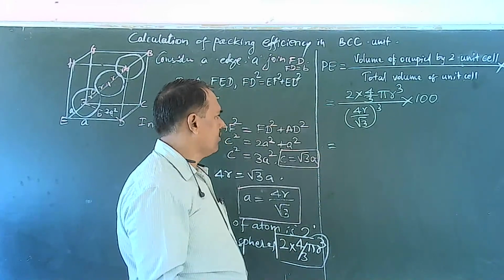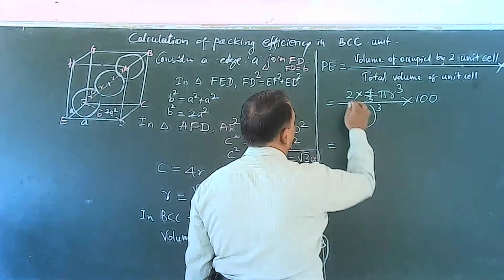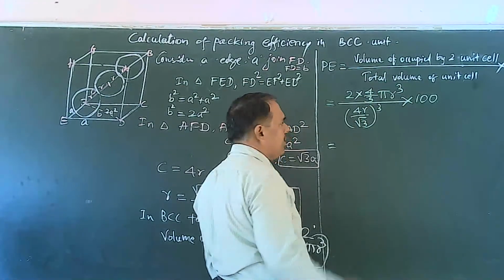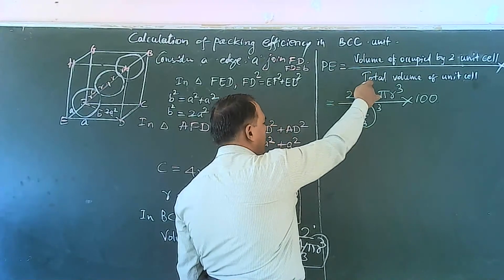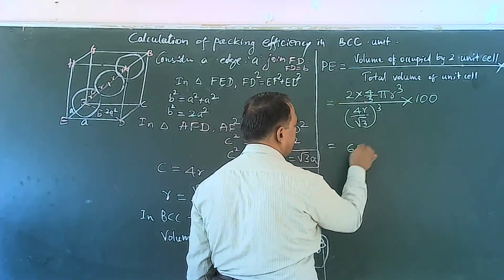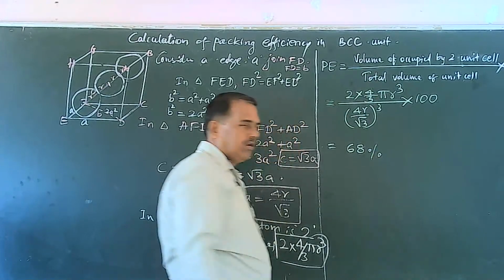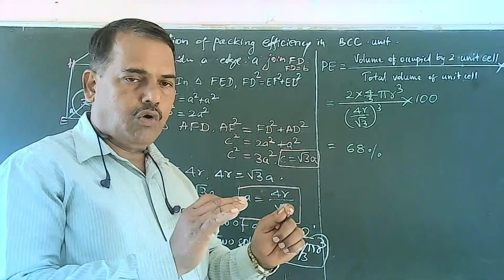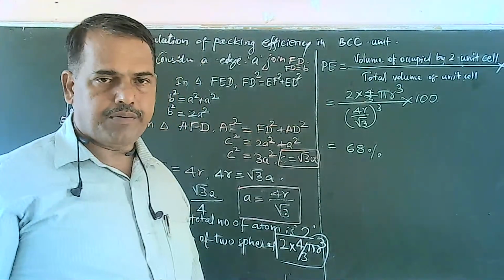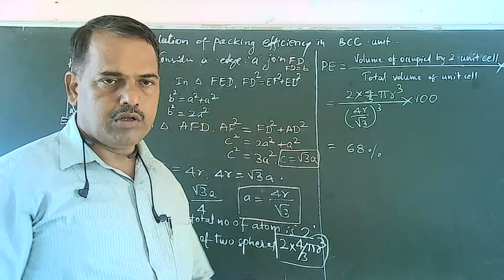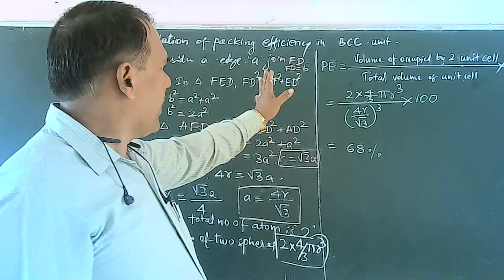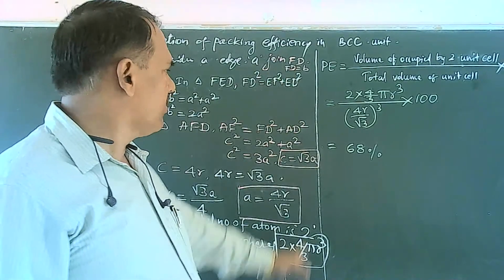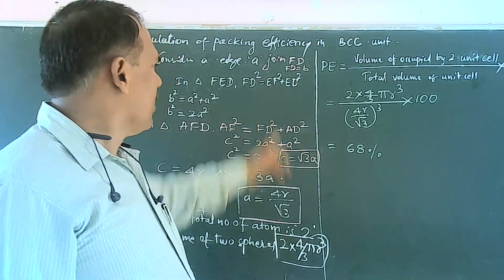See, 4 cube is 64, then root 3 and 4 to the 8. Pi r cube, r cube cancel off, and root 3 goes to the numerator, and you will get 68%. We will find the value as 68%. No need to show all the mathematical calculation. Are you clear? So therefore, packing efficiency in a body-centered cubic unit cell is 68%.